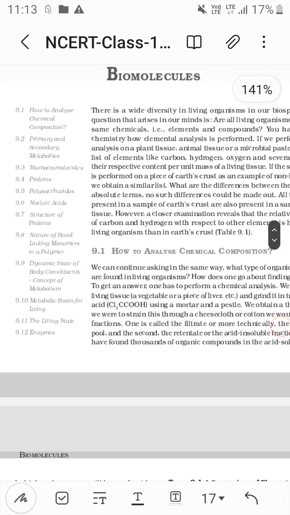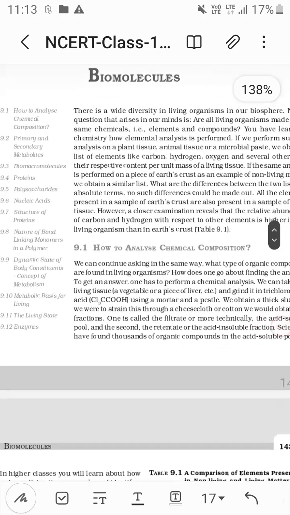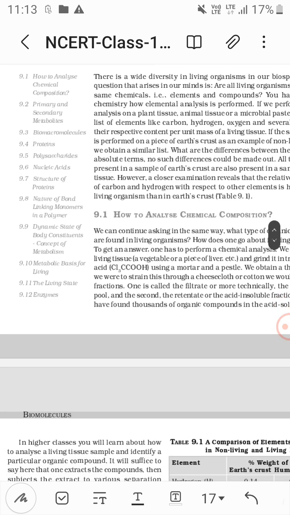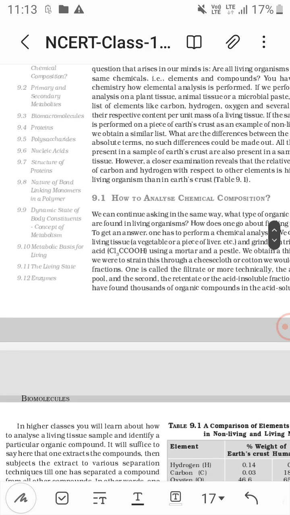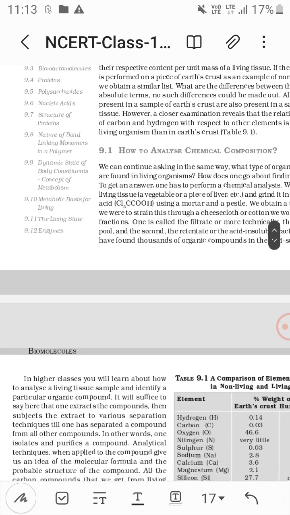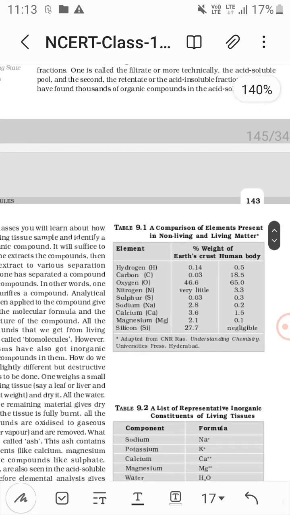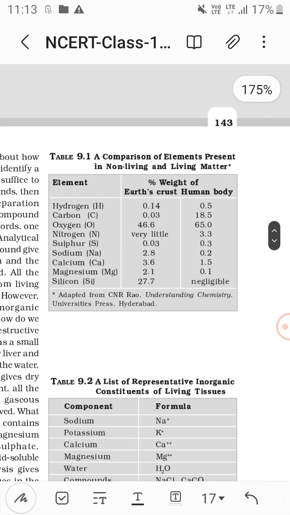Biomolecules. How to analyze chemical composition, primary and secondary metabolites, biomacromolecules are proteins, polysaccharides, nucleic acids, structure of proteins, then enzymes. So how to analyze chemical composition? A comparison of elements present in non-living and living matter. So the elements hydrogen, carbon, oxygen, nitrogen, sulfur are more in the human body than the earth crust.